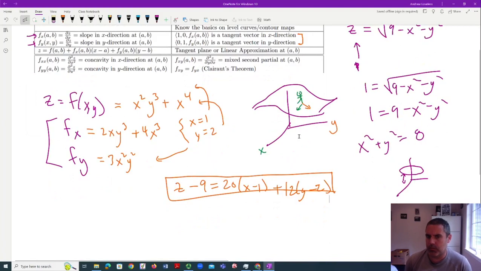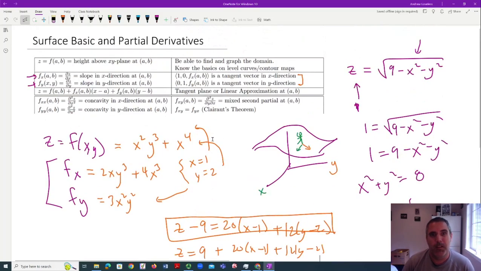If the question asks for a tangent plane, that's it. If it asks for the linear approximation, all you do is move the 9 to the other side. If it asks you to use the linear approximation, at the very end you replace x and y with whatever they want you to use it at. So those are all what I would call fundamental ideas.